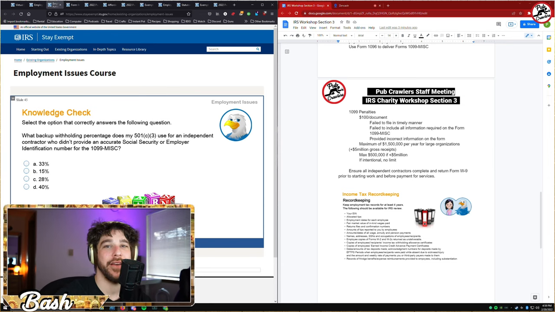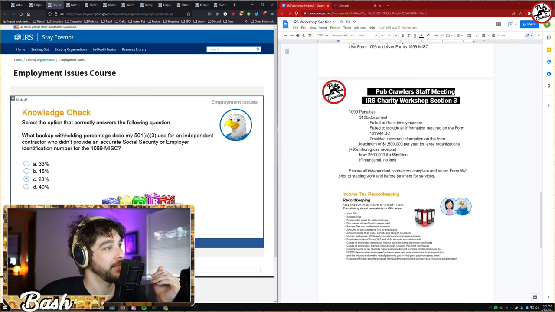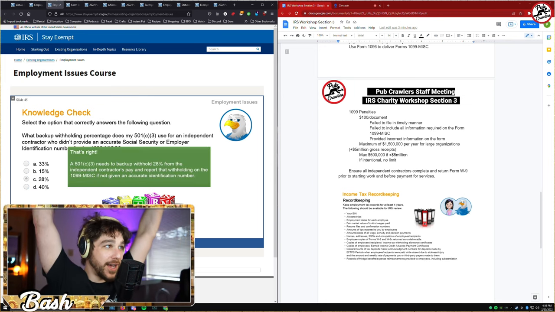The funny thing is, I don't even have to read this question to know the answer. I know it's 28% because we didn't talk about a single other percentage all day today. The question is probably asking how much you should backup withhold if your 1099-MISC isn't filed correctly. It's 28%. Yep, that's exactly what they're talking about. That's right.